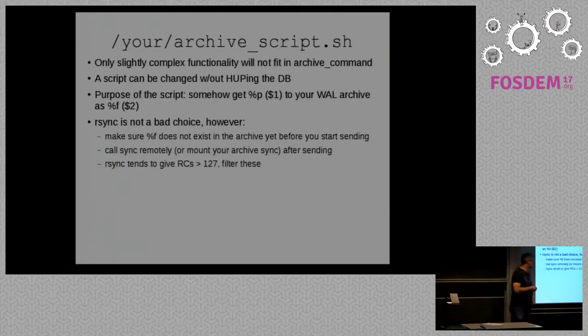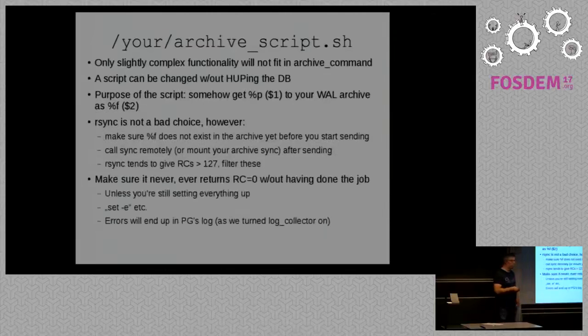So filter those, right? Don't return anything larger than 127 straight away, because otherwise you will have fatal log entries. At the end of the day, the archiver will try and try again, unless you return 0. When you return 128, it will exit, start again, and try again. So not really a difference, except that you have a fork in between and a fatal log entry. So make sure that you never ever return 0 before you have done the job properly with your script. Sounds simple?